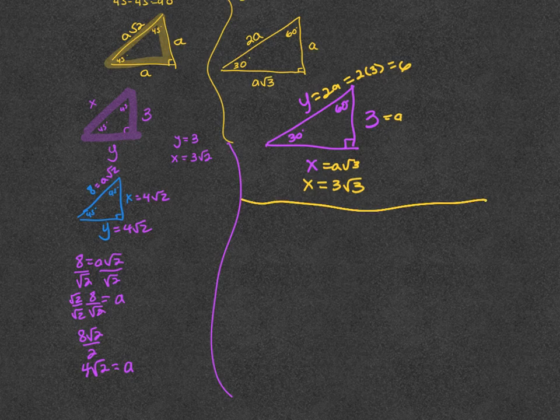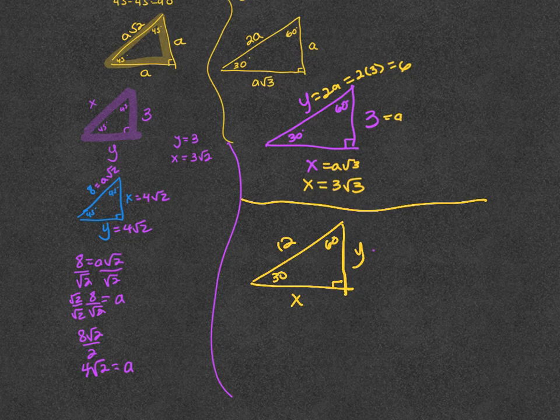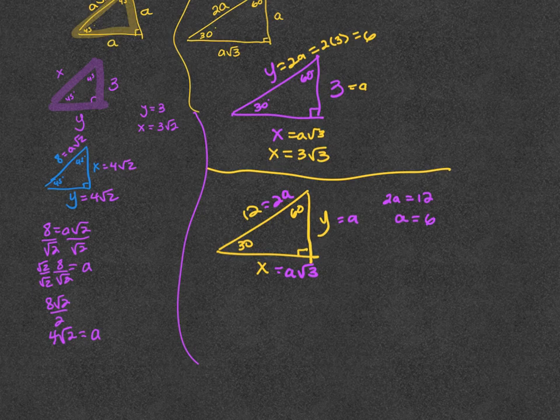Then you had where you were given the side opposite the 90. Again, this is A. This is A root 3. This is 2A. So this time you know 2A. If 2A is 12, then A is what? 6. So this side would be 6, and this side would be 6 root 3.